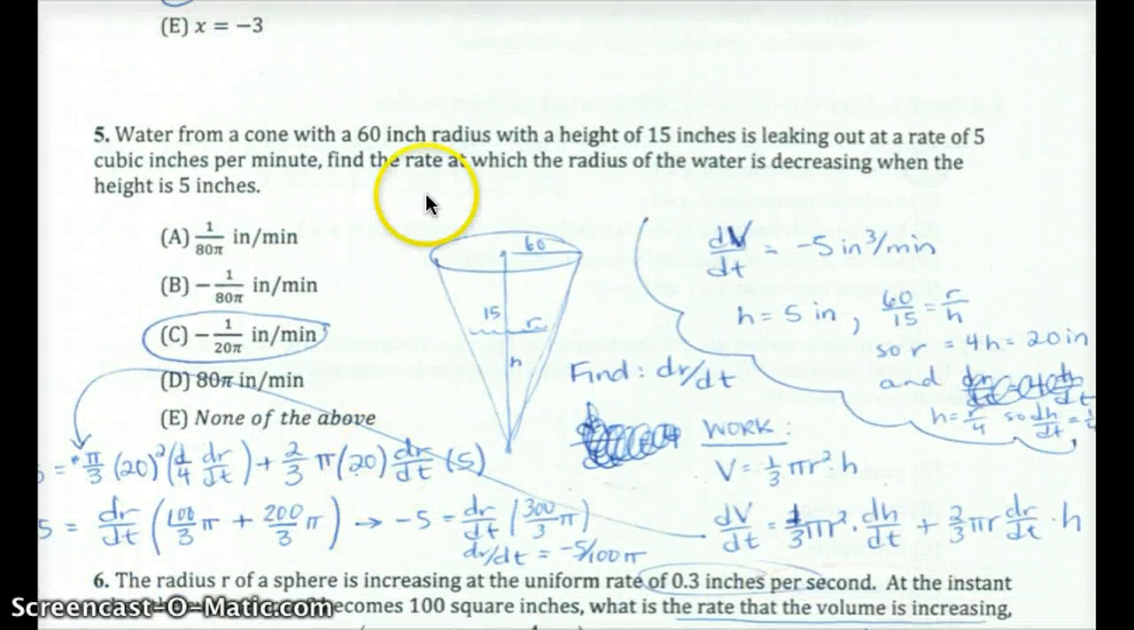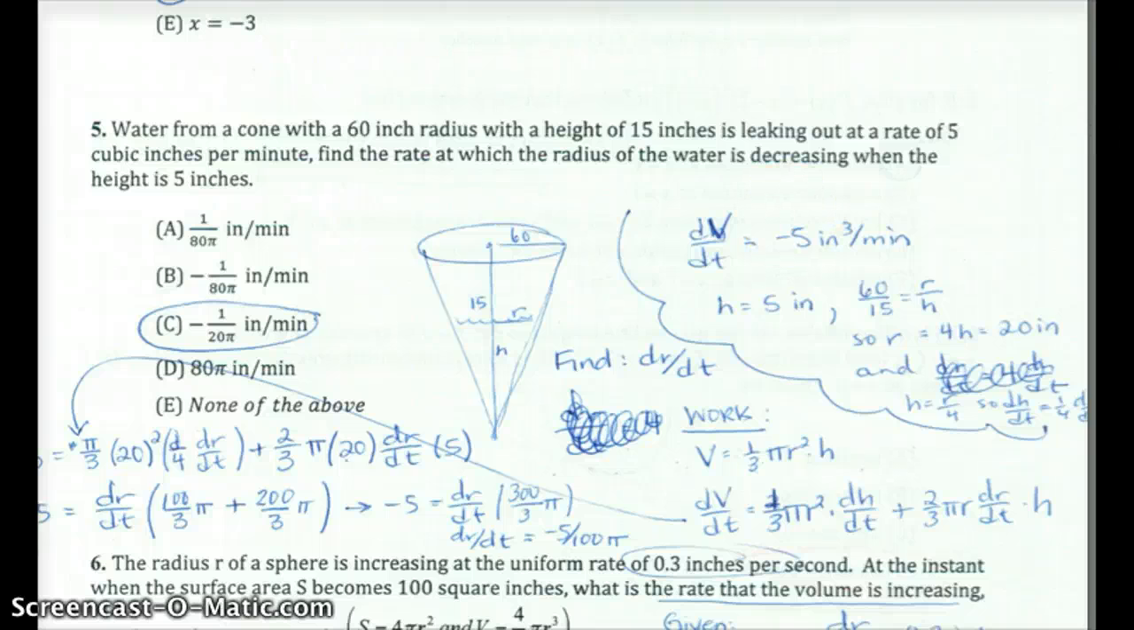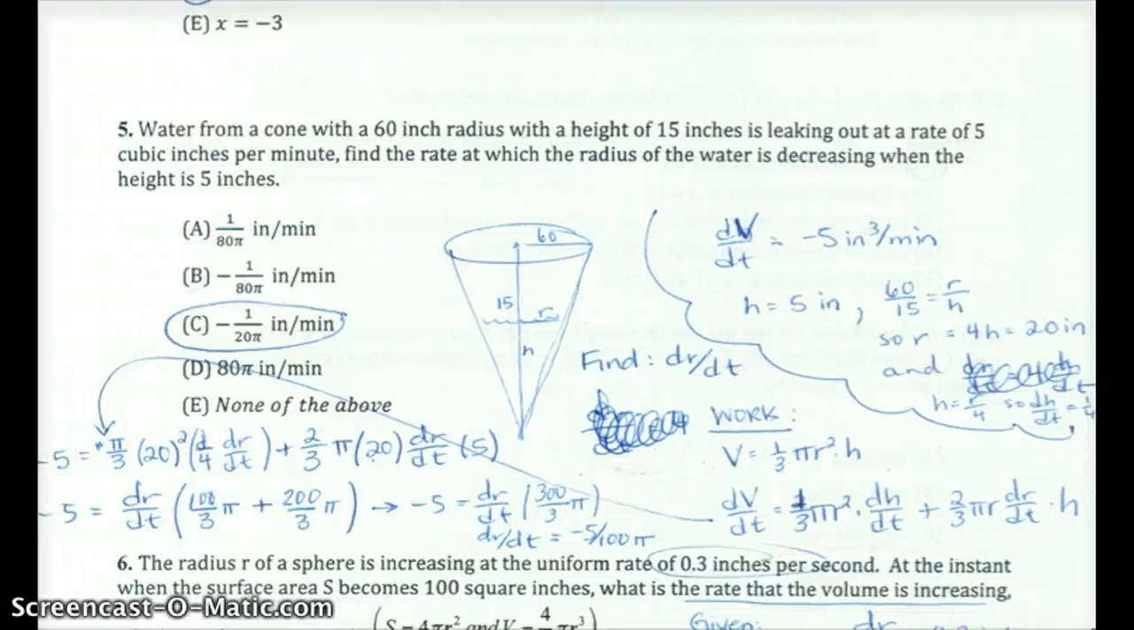So this is a cone problem, and my work is a little bit of a mess, but let me walk you through what the different steps are here. Water from a cone with a 60-inch radius and a height of 15 inches is leaking out at a rate of 5 cubic inches per minute. That means 60 is the radius and it's fixed. It's the total size of the cone. 15 is also fixed. It's the size of the container.